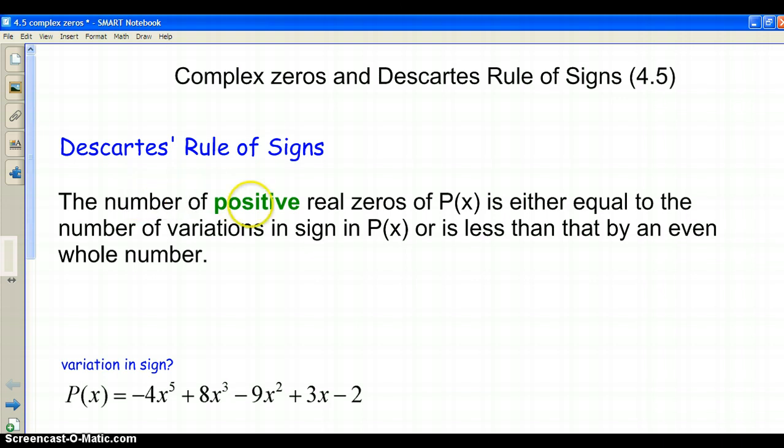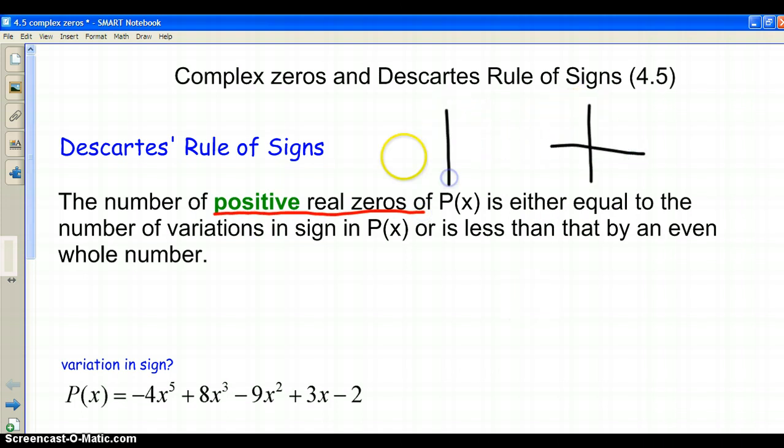So give us the number of possible positive real zeros. So what we're talking about here is positive real zeros. You have to first understand what we're talking about with positive real zeros.